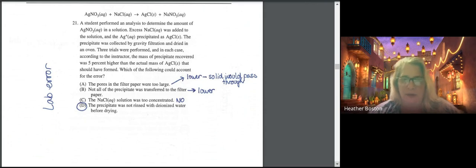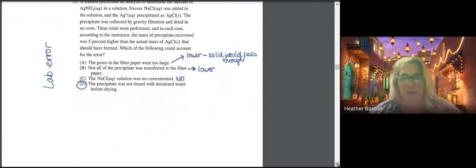That's also going to be lower. The NaCl solution was too concentrated. Well, we already had excess. So we had plenty of NaCl. That's not going to affect that whatsoever. So what happens if you don't rinse the precipitate is that some of the spectator ions can become trapped in between the particles of the precipitate. So you would rinse them out. So the correct answer is D.